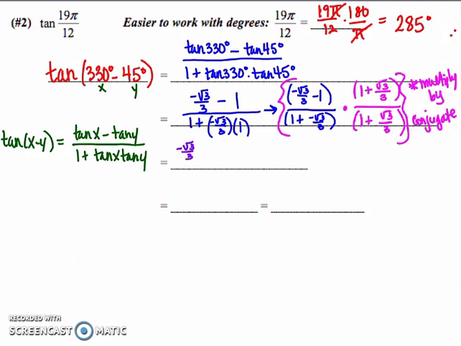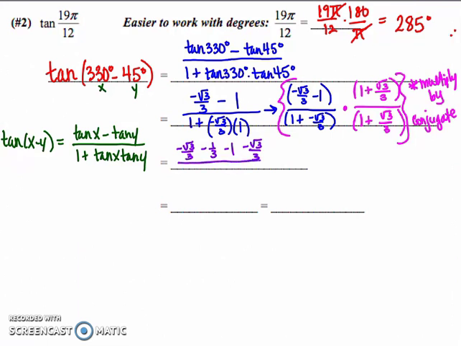My outers, negative square root of 3 over 3 times positive square root of 3 over 3, is going to give me, see here, my numerator will be negative square root of 9, which comes out to be negative 3. My denominator will be 3 times 3 is 9, so I have negative 3 over 9, which becomes negative 1/3. Then I do my inners. Negative 1 times positive 1 is negative 1. And then I do my lasts. Negative 1 times square root of 3 over 3 is going to make negative square root of 3 over 3.